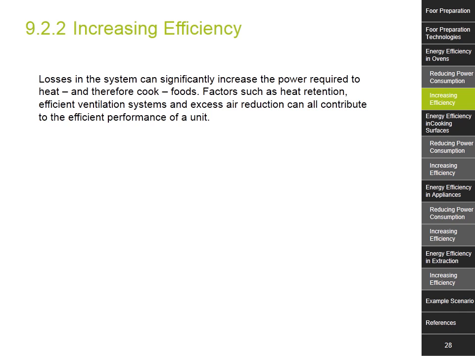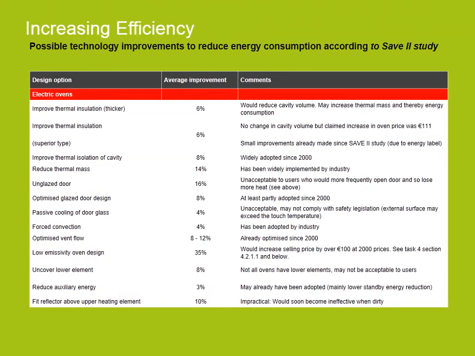Losses in the system can significantly increase the power required to heat, and therefore cook foods. Factors such as heat retention, efficient ventilation systems, and excess air reduction can all contribute to the efficient performance of a unit. This table, sourced from the EU's Rev02 study, illustrates a number of possible or suggested improvements and their effect on the efficiency of an electric oven.